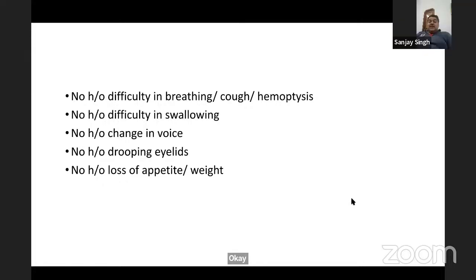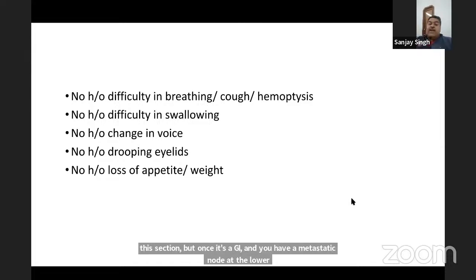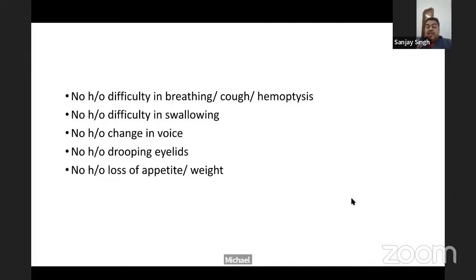Both the upper and the lower cervical lymphadenopathy have a different protocol of management. If concerned with the malignancies, they have a different protocol of management. So that is what you have to focus on. For upper cervical, where you're thinking it's an oral or pharyngeal malignancy, of the pharynx or the larynx, you go for a head and neck dissection. But once it's a GI malignancy and you have a metastatic node in the lower cervical lymph nodes, then the manifestation is different and the treatment protocol is absolutely different.